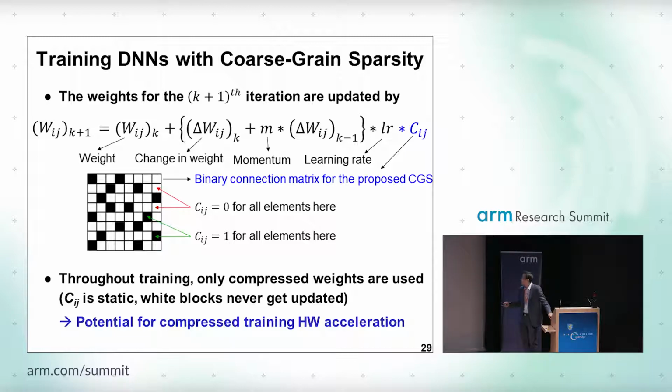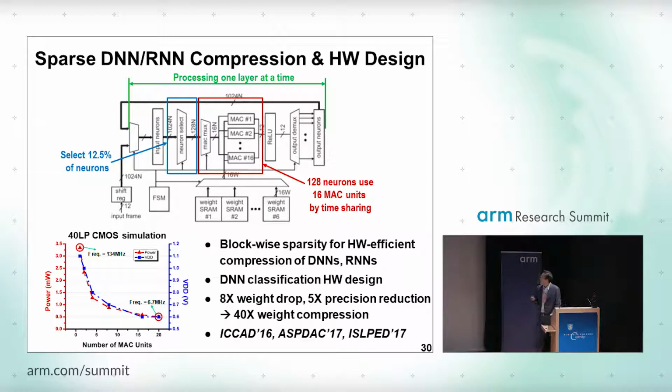So throughout training, only compressed weights are used. This has the potential, not only for classification, but also for compressed training hardware acceleration. But for now, we implemented this for the compressed weights at the end, and we implemented the classification hardware for DNNs and RNNs. And you can see we do one layer at a time for this deep neural network design. Being a speech recognition application, the data rate actually is much lower than image or video. And that's why empirically they found out that 16 or 20 MAC units can be optimal in terms of speed and area.